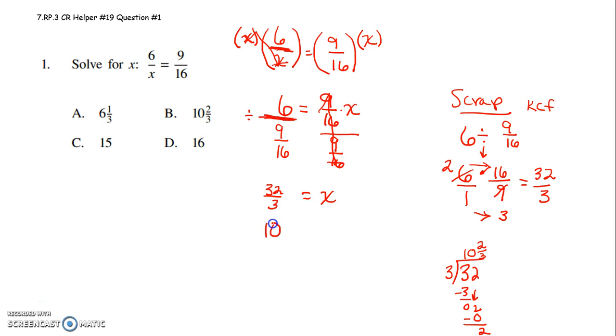32/3 is the same as 10 whole circles and 2/3 of another circle. So that is how you solve for x. I hope that helps.